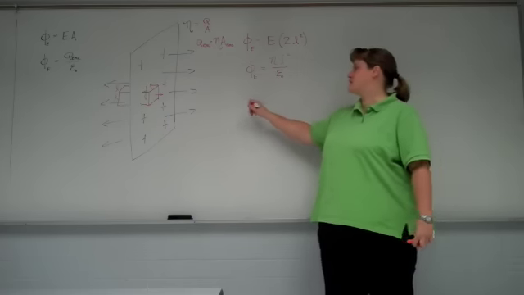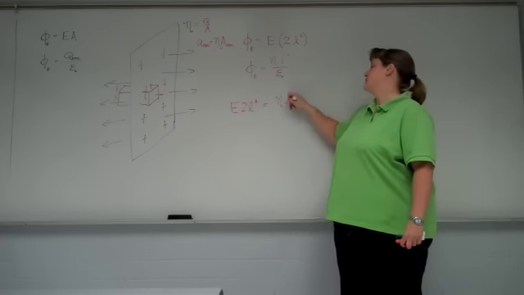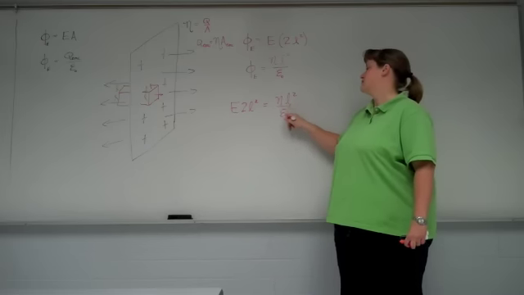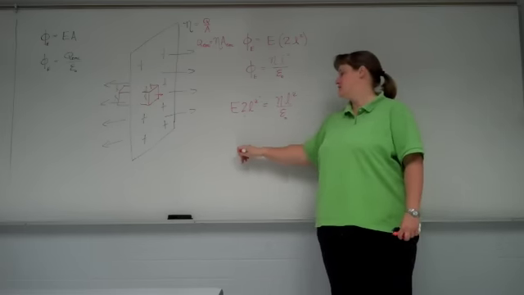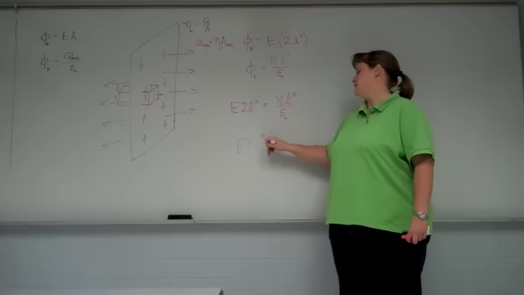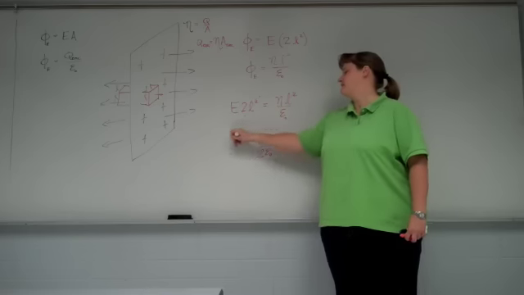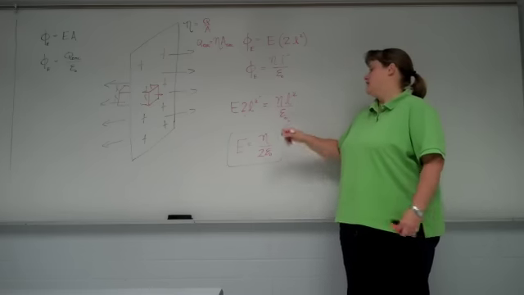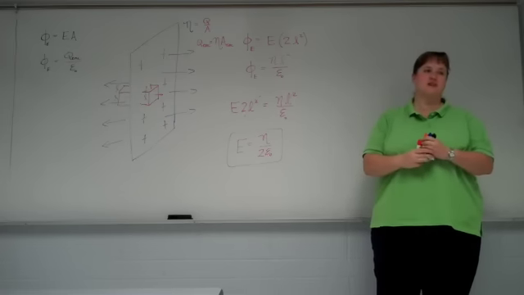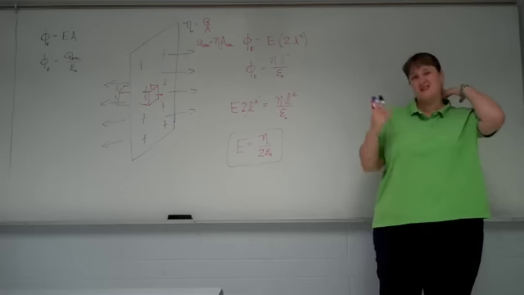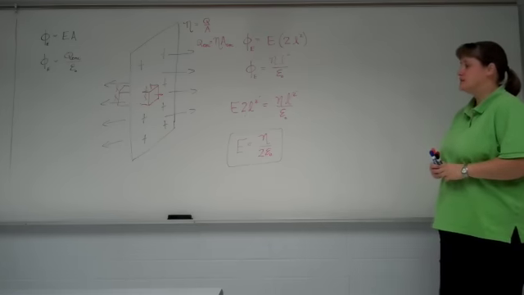Okay, setting these equal to each other. Turns out the L squareds are going to cancel. That leaves us with E being eta over 2 epsilon naught. I already gave you that equation when we were talking in chapter 27, but this is an easy way to derive it. Easy way to come up with the value.